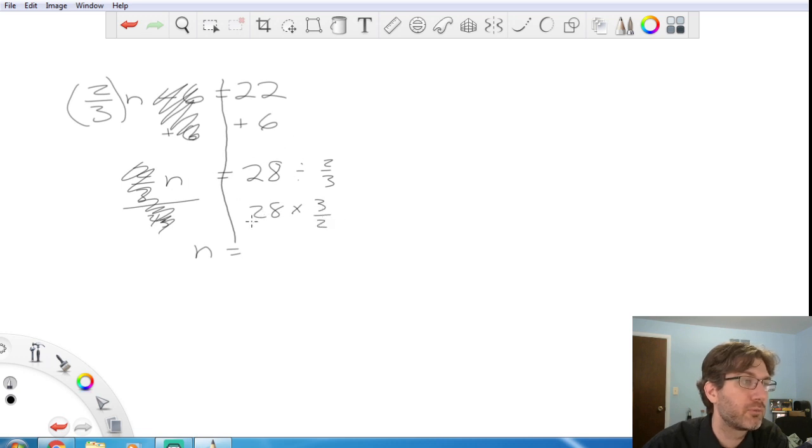Again, you can picture 28 as a fraction if you put it over 1. 28 times 3/2, you can pre-cancel some things. You can reduce this a bit.